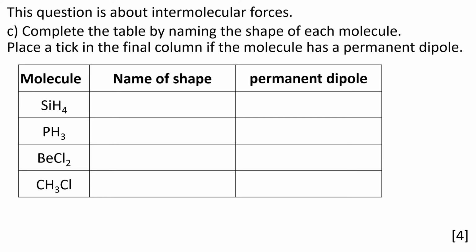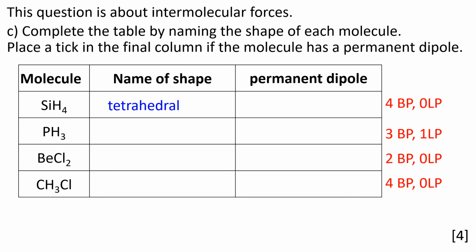Okay, welcome back. So the name of the shape, first of all, for 4 bond pairs and 0 lone pairs, 3 bond pairs and 1 lone pair, 2 bond pairs and 0 lone pairs, and 4 bond pairs and 0 lone pairs. So the SiH4 is tetrahedral, the PH3 is pyramidal, the BeCl2 is linear, and the CH3Cl is tetrahedral.